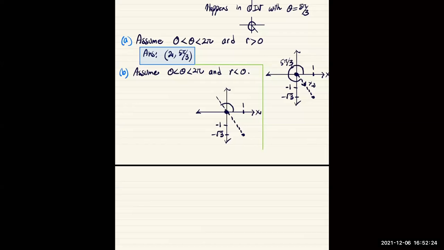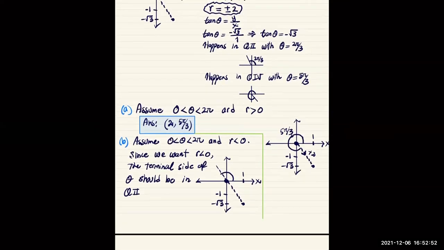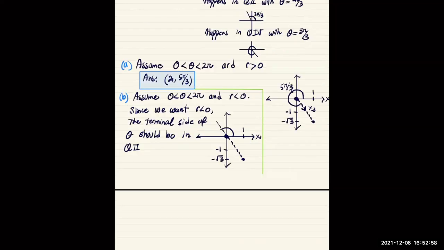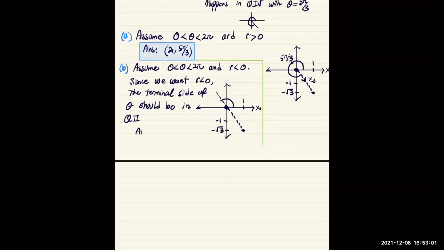So here, since we want r to be less than 0, the terminal side of theta should be in quadrant 2. Okay, so that would be this angle, the angle whose terminal side is in quadrant 2. So the answer is what you said earlier: -2 for r and 2 pi over 3 for theta.